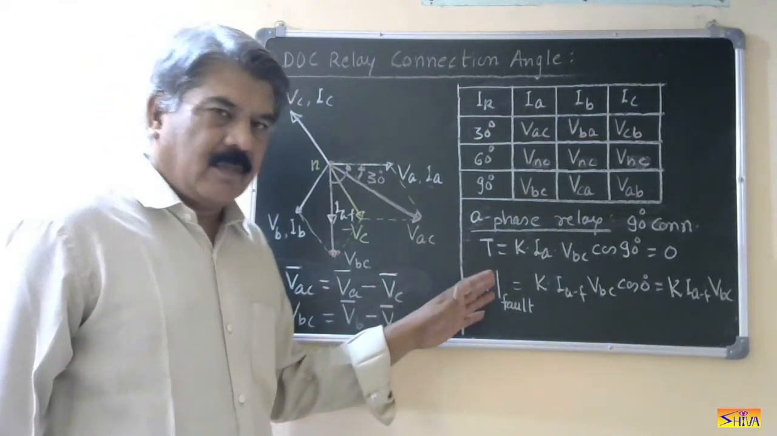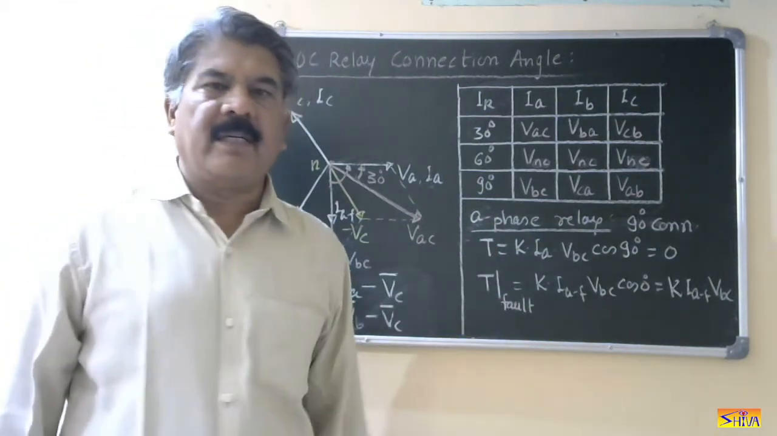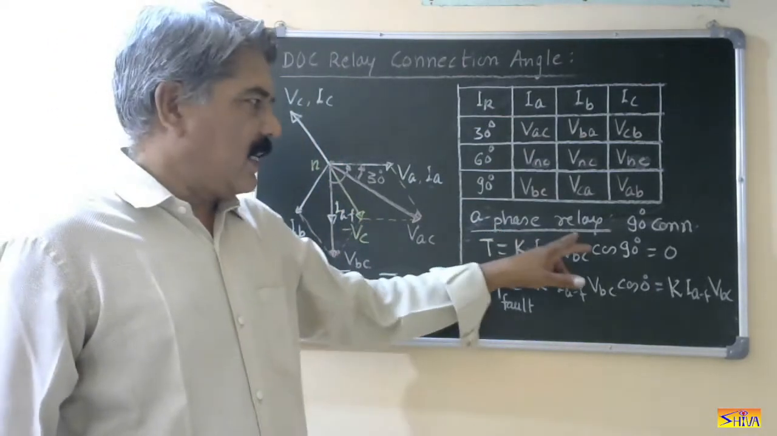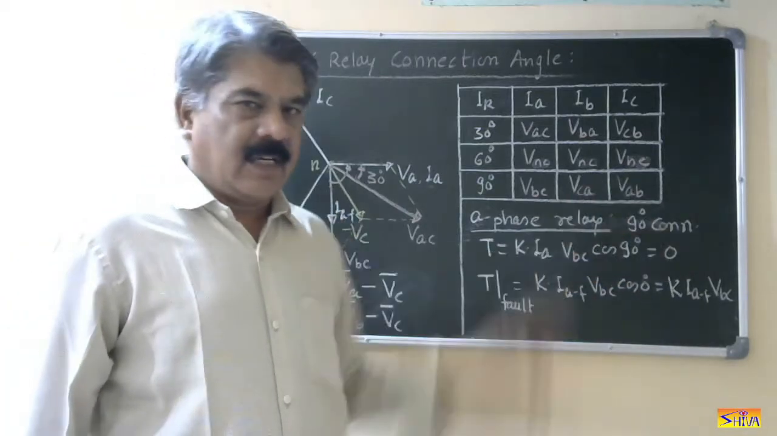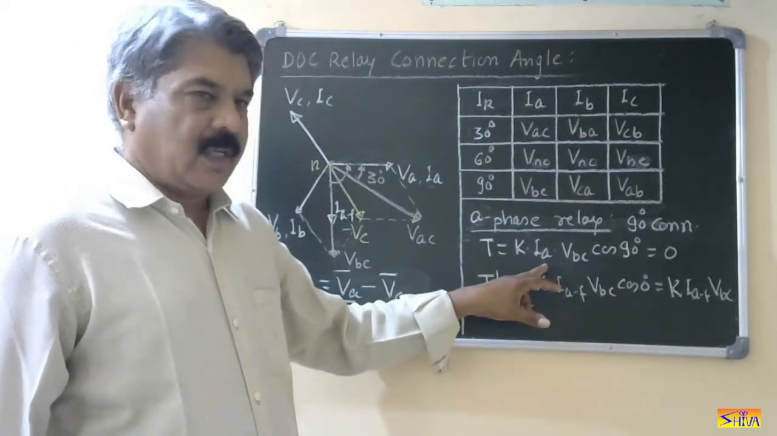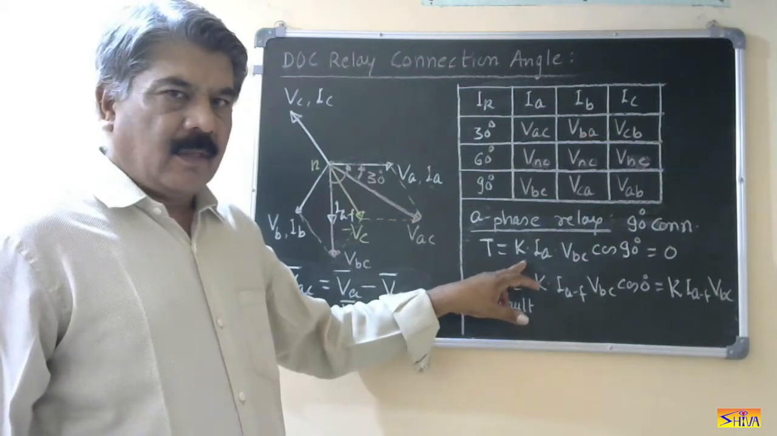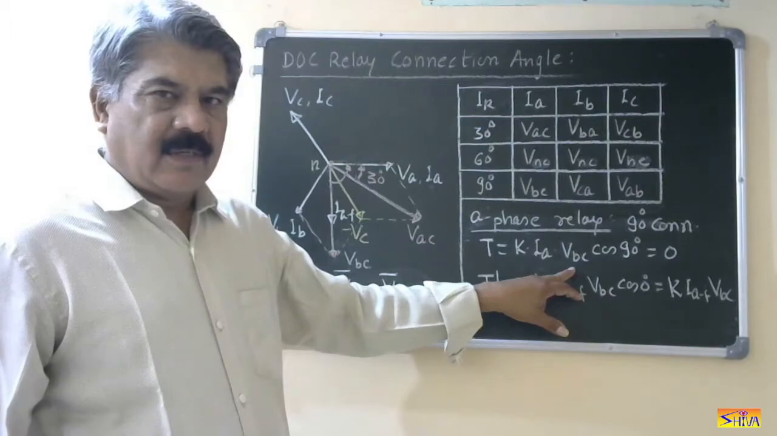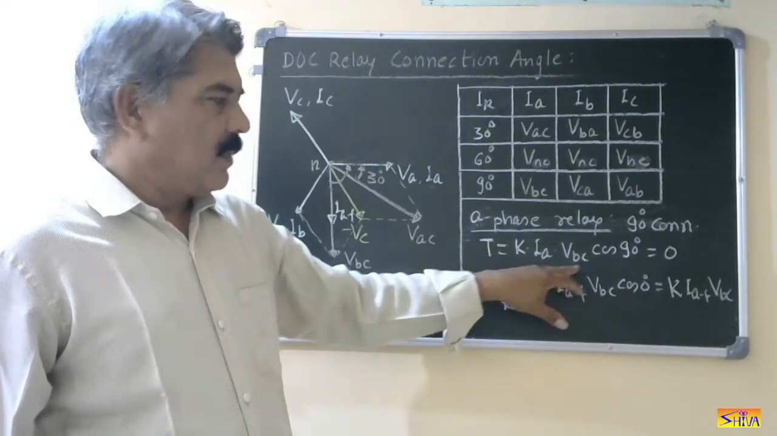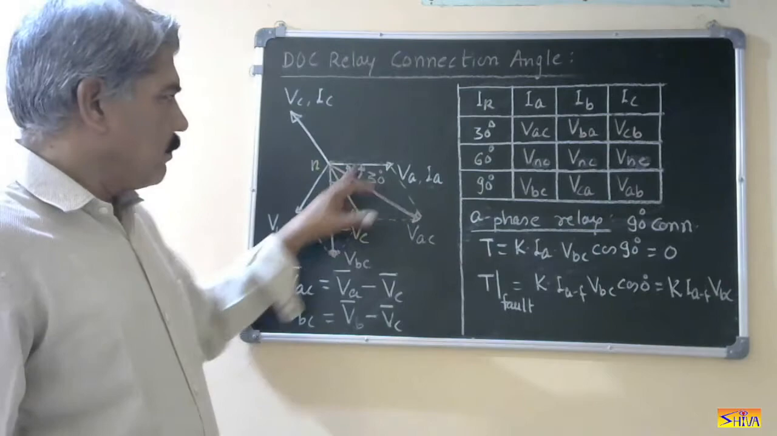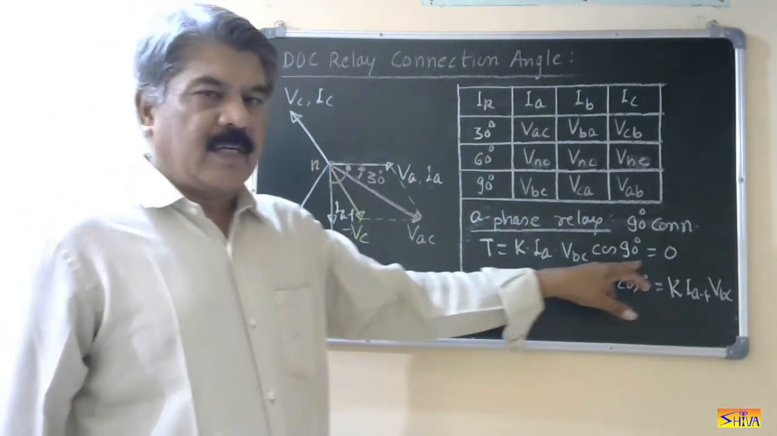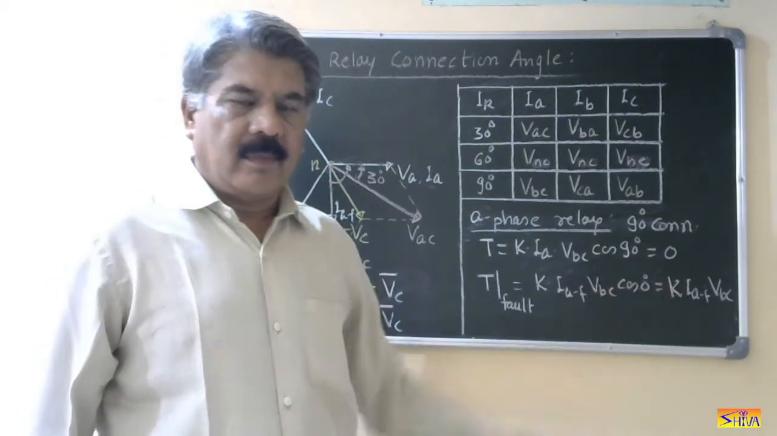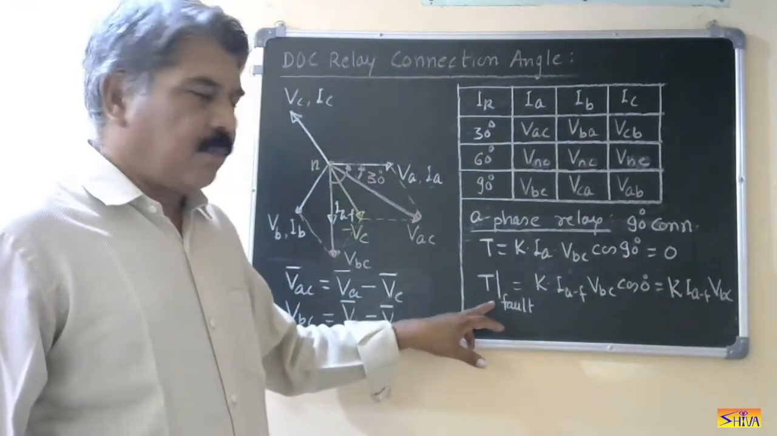Now let us find out what will be the torque during fault condition. I will take the example of phase A relay with 90 degree connection. So this is the torque equation. Torque is K, current of phase A, that is IA, voltage VBC, and cos of the angle between these two, which is 90 degree. Cos of 90 degree is 0. So during healthy condition, torque will be 0. That doesn't matter.